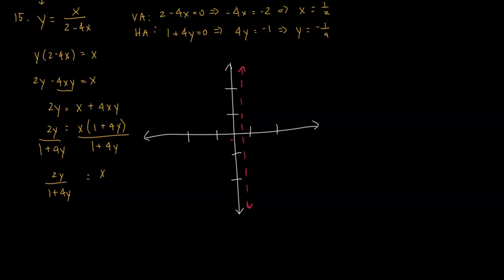Negative 1/4. Somewhere here. Since there was no reflection, I have a feeling that that's where my graphs are going to be. Okay, so let's go ahead and prove that.